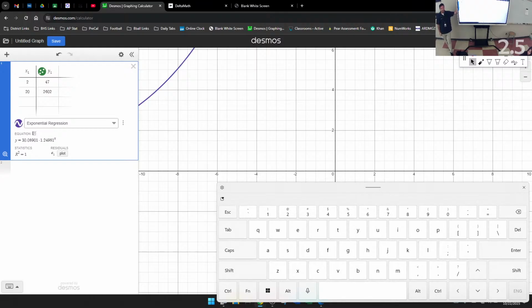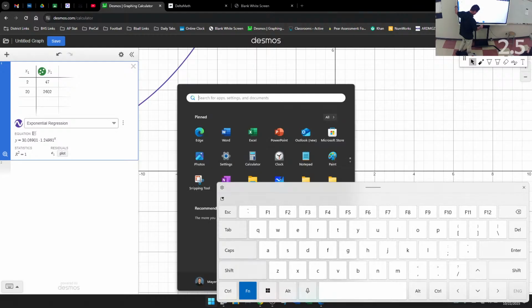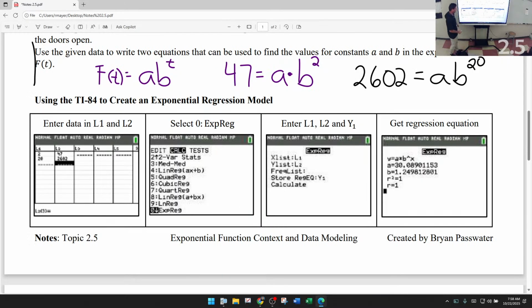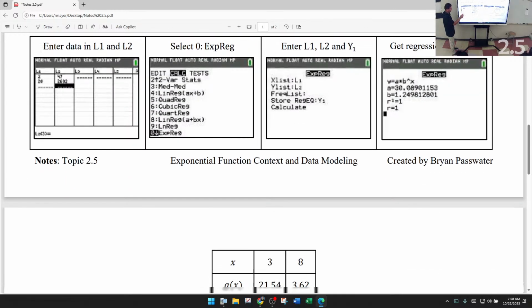Questions? Okay. Let's keep going on the homework or the notes just to make sure. Okay, so this is telling you how to go through that. There's your L1, there's your L2, there's exponential regression, there's store to Y1. It gives you R squared and R. You don't need that.